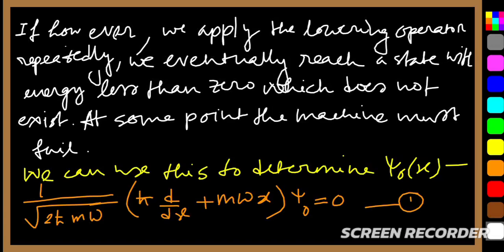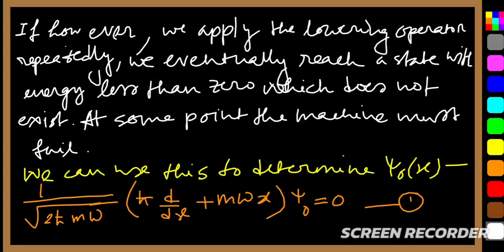Okay, because this is the positive view. If we repeatedly use the lowering operator too much, then at some point the energy reaches less than zero, but actual energy can never be less than zero. That is not possible. So in that case the system is going to fail. If you repeatedly use the lowering operator, a point will be reached where the energy becomes less than zero, and then the system will fail.